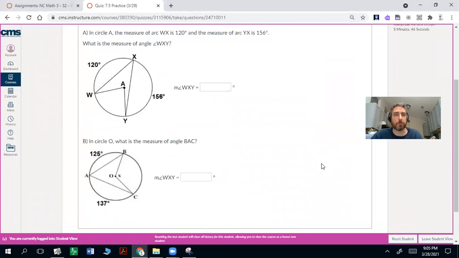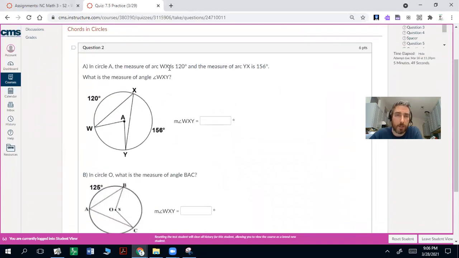All right, question 2. In circle A, the measure of arc WX is 120 degrees, and the measure of arc YX is 156 degrees. And what's the measure of angle WXY? So let's first see what we have. Arc WX is 120. Arc YX is 156. But the arc that we need to know to be able to get this problem is arc WY.